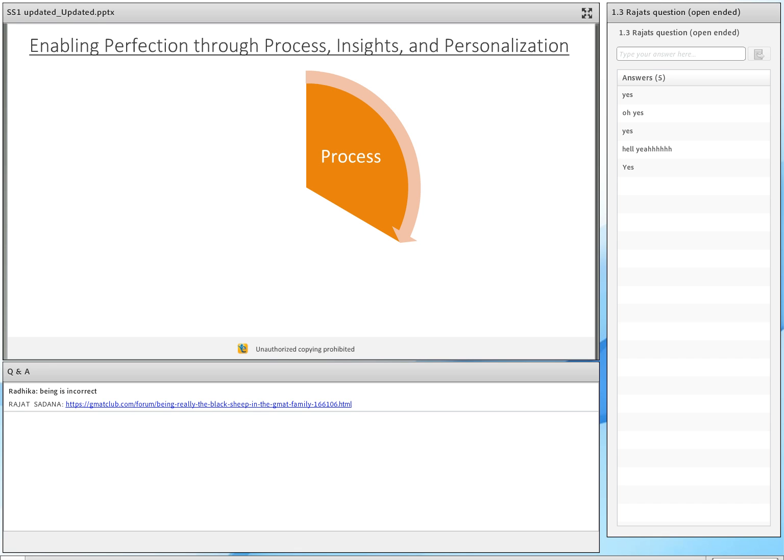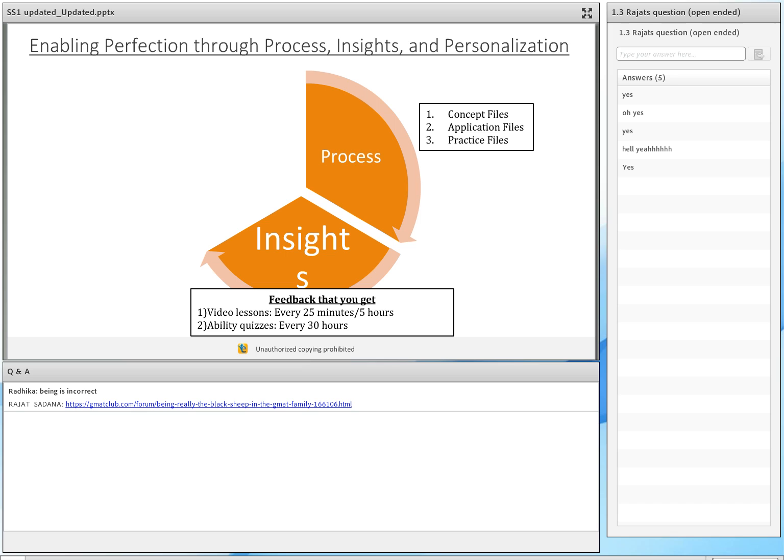One is a method. The focus on application, the focus on giving you feedback on your ability to apply ensures that when 1,000 people go through our courses, they learn the same method. They basically know what you need to do in step one, what you need to do in step two, and they get feedback on where they're faltering. Then you get insights even at the conceptual level with video lessons and in the ability quizzes every 30 hours.